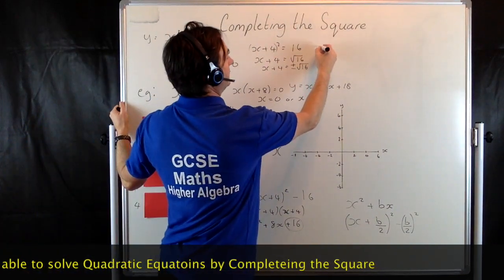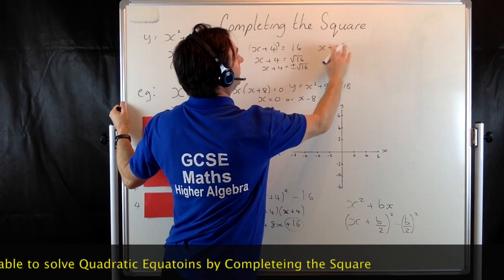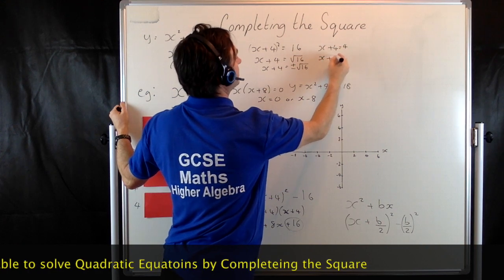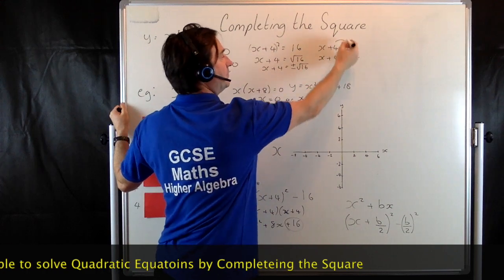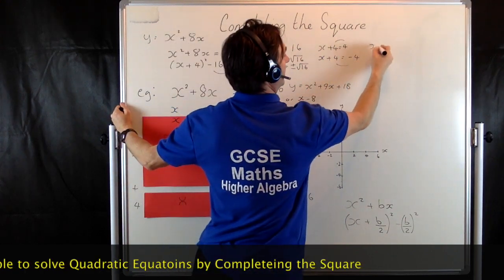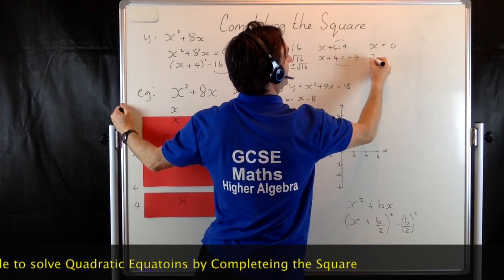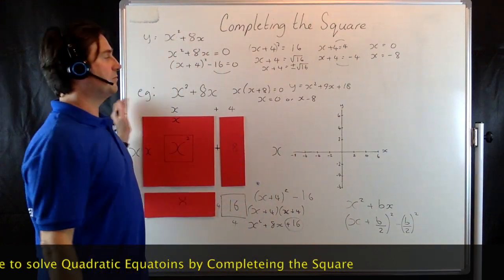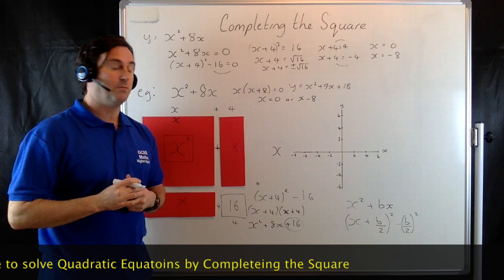So what we're going to get here is x plus 4 equals 4, or x plus 4 equals negative 4. If I then take the 4's over to the other side, my answer becomes x equals 0 and x equals negative 8. Just like we got earlier when we factorised it in the more common manner.